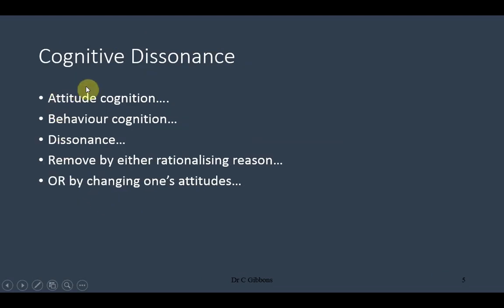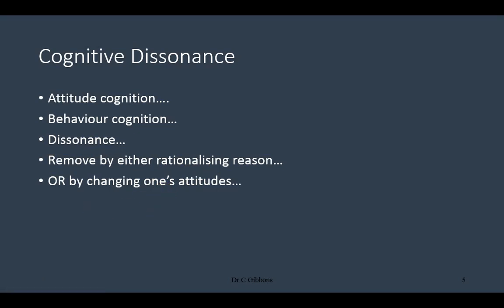This is a useful template to understand the theory. The theory he wrote in a book given the unimaginative title, A Theory of Cognitive Dissonance. But essentially, if you can get your head around this idea of what's the attitude, how is the person acting, if there's an inconsistency, they experience this negative emotion, and they try to rid themselves of this by rationalizing or by changing their attitudes.